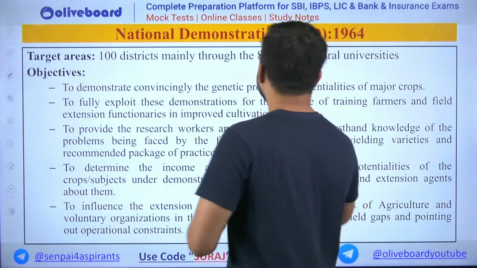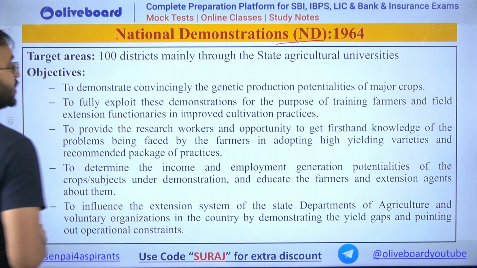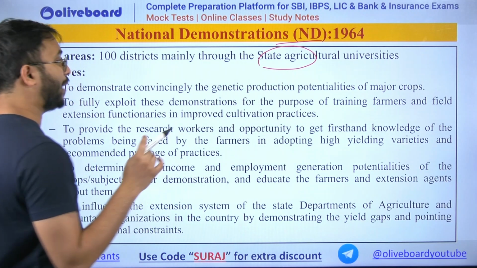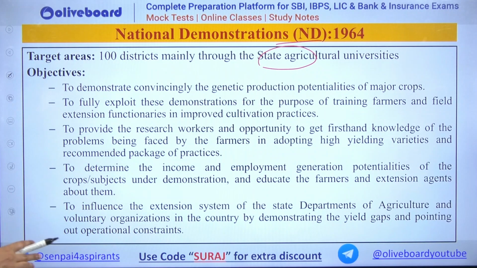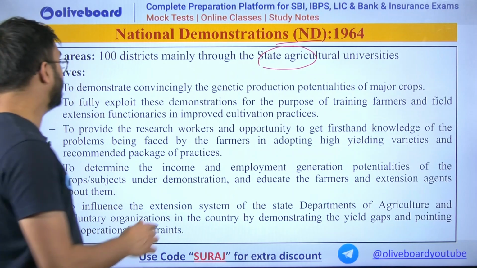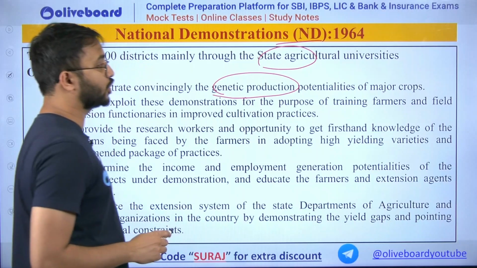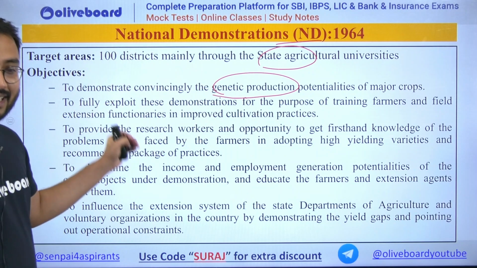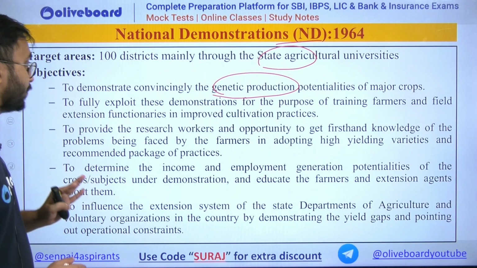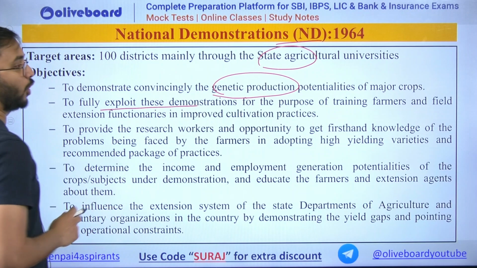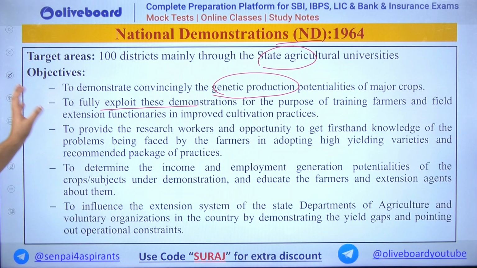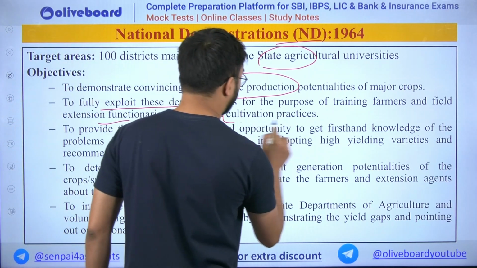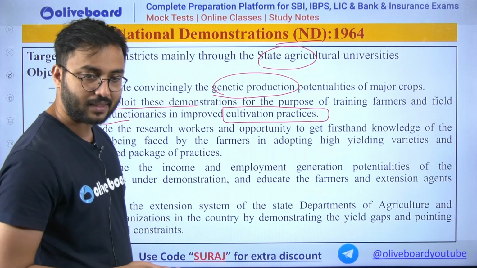First, let us talk in depth about national demonstration, which happened in 1964. Here 100 districts, mainly through state agricultural universities, participated in these national demonstrations. What were these demonstrations all about? These were to demonstrate how the genetic production potential of various major crops can increase the total quantity and quality of production. To fully exploit the demonstration, the purpose was to train farmers and field extension functionaries to improve their cultivation practices. It was the same time when we wanted to be food surplus.